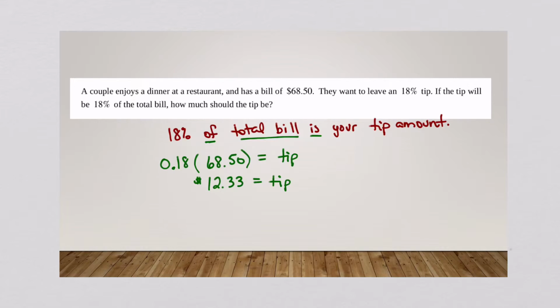Now, what if the question had said, what is the total amount you will leave at this restaurant? So you would then have to take your $68.50 and add your tip to it to get your total bill, which is $80.83. Keep in mind, they didn't ask you what you would leave totally. I'm just adding that in, so just keep that in mind. This is the only part they're asking you for right here in this question.